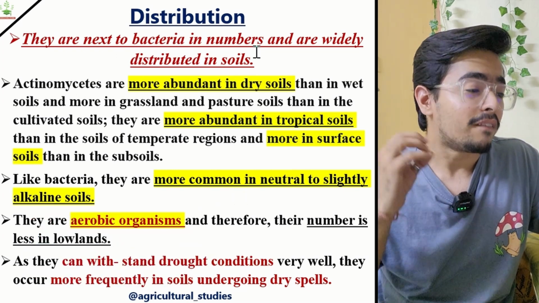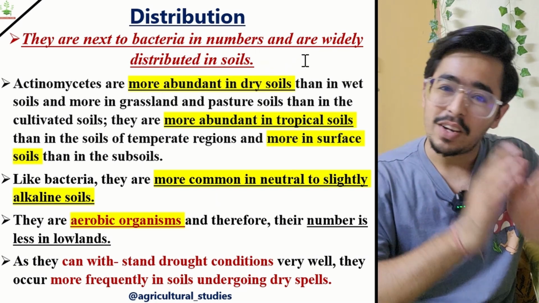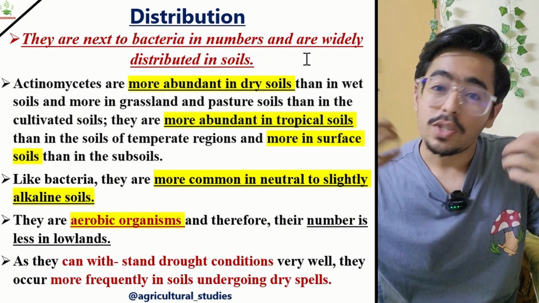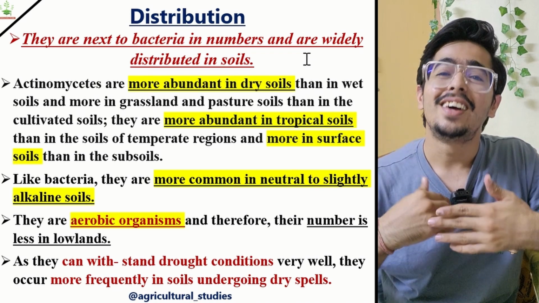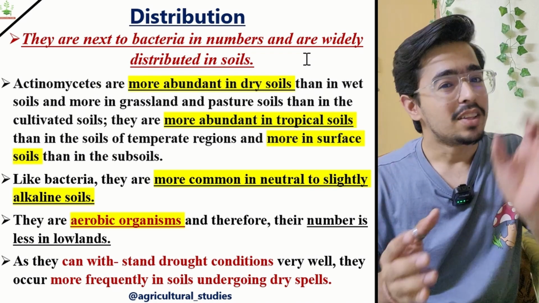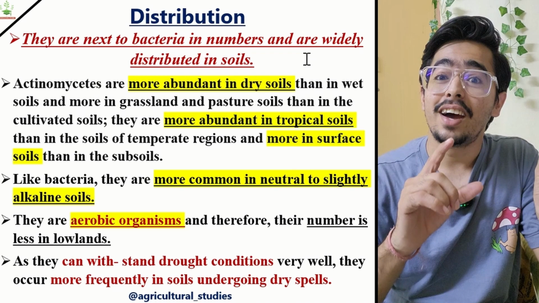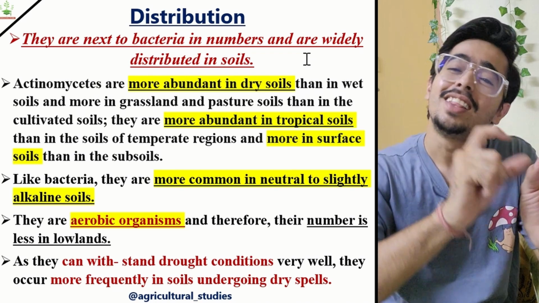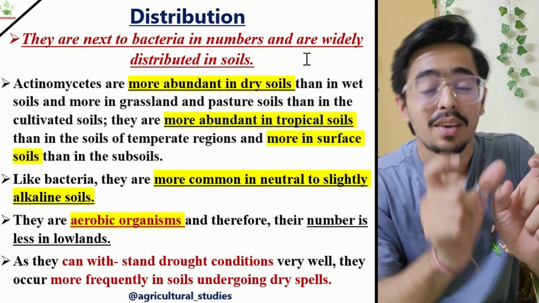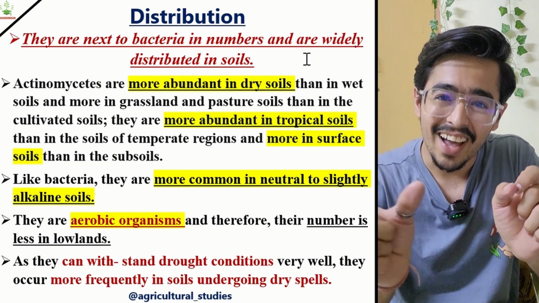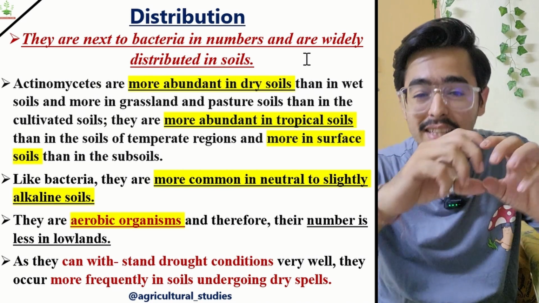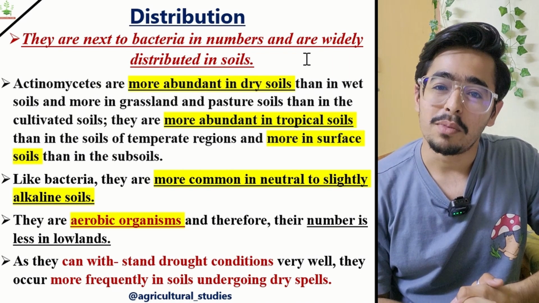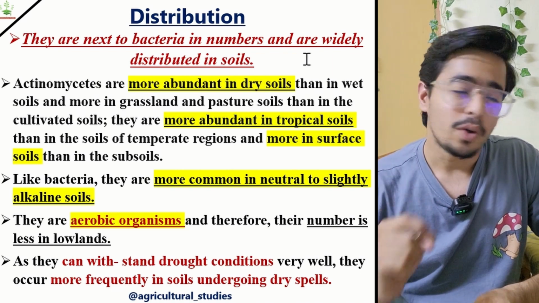Next thing that is very important for various competitive exams is they are next to bacteria in number and are widely distributed in soil. After bacteria, which one is the most abundant in the soil? We'll answer: actinomycetes. The first one is bacteria. In bacteria, the bacillus are most abundant. Then second one is actinomycetes. Then third will be fungi. And fourth will be algae. This sequence can be asked in various examinations. So please note that sequence in your notebook.